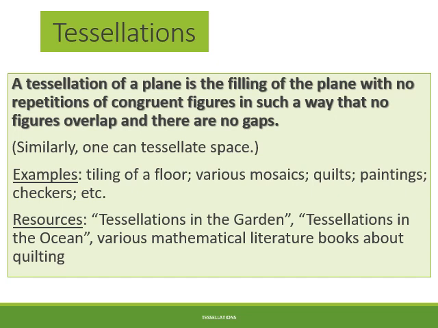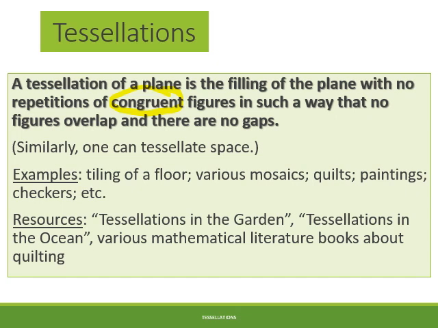A tessellation is when you take a plane, any plane. It could be your tabletop, it could be a piece of paper, and you fill it with repetitions of the same shape, same size, or congruent figures. And so they're all congruent, and there's no overlap and there are no gaps. So similarly, you can tessellate space.